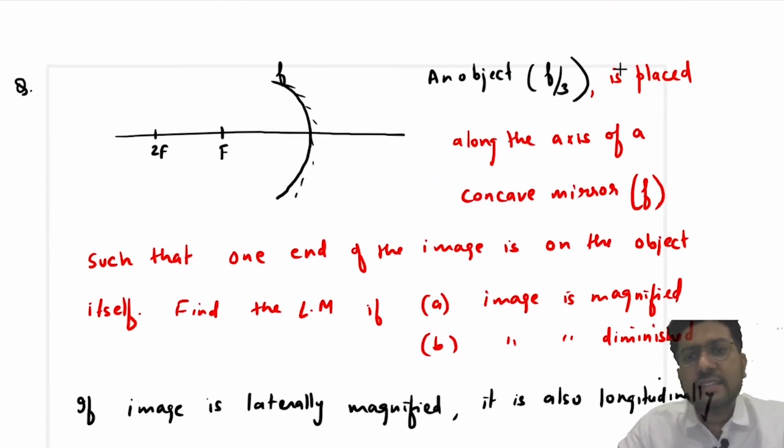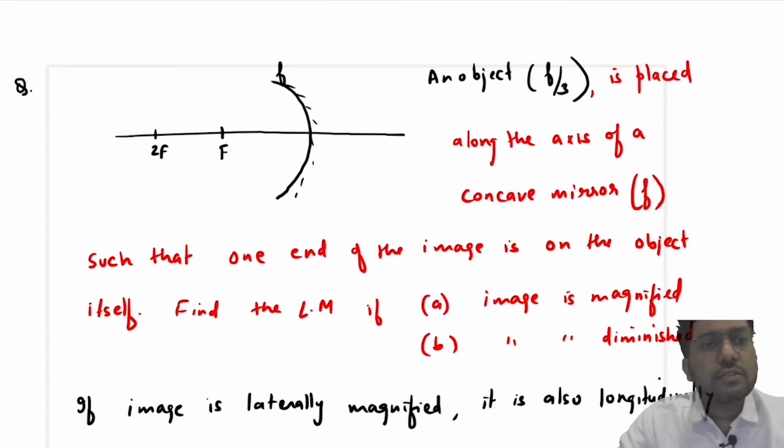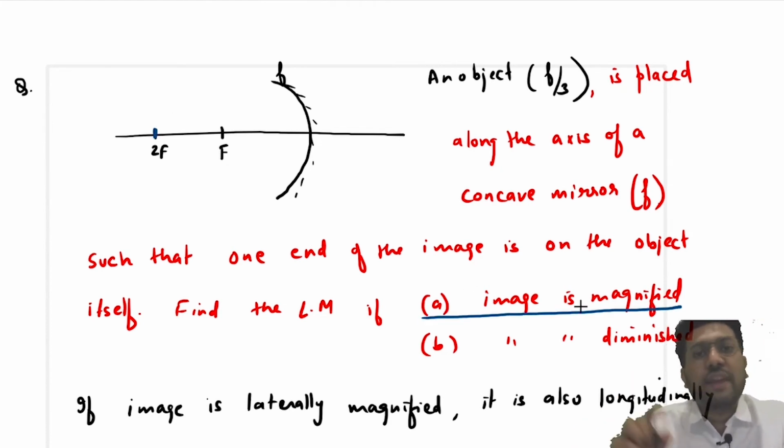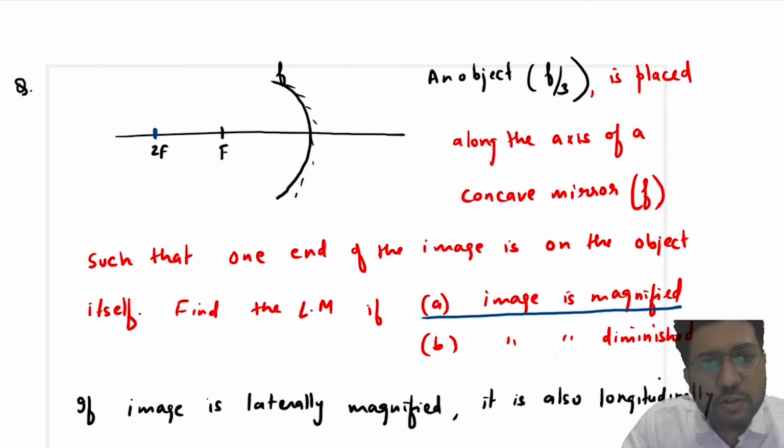So the object size is f/3, but it is placed in such a way that one end of the object coincides with its image, right? That means one end of the object is at 2f. Why? Because if object is at 2f, image is at 2f, right? So I will draw it like this, one end of the object is at 2f. Now let us first look at case A, when the image is magnified. Now when the image is magnified, in that case the object has to be between 2f and f, right? So that is why I will draw the object like this. Okay, so this is the size of the object, that is f/3.